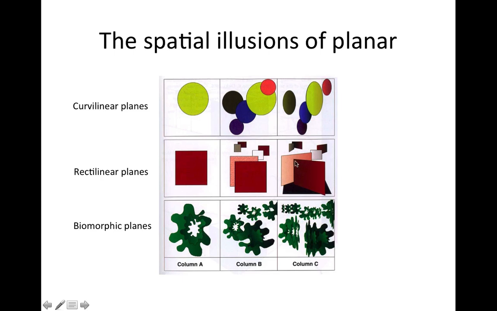Here we have perspective type shapes. You can see the shapes, they move back and around with these planes. And these like amoeba or organic forms here. These we call biomorphic planes. And you can see here, it's similar to what we did with the ellipses. You can make something look like it's moving around in space just by moving the forms around.